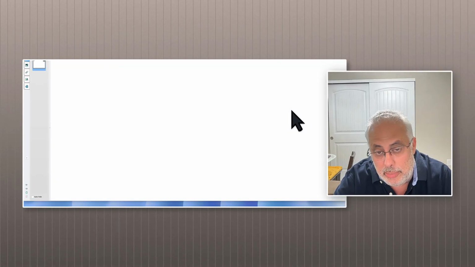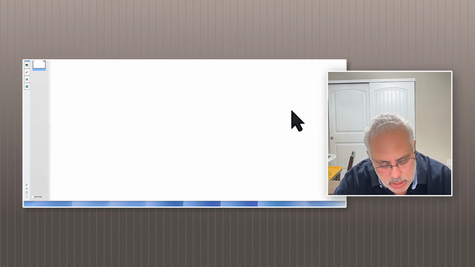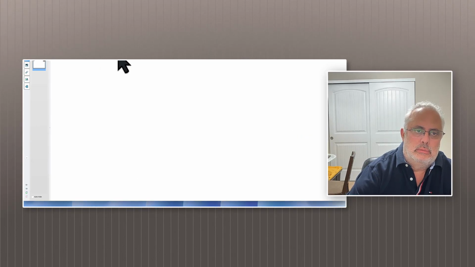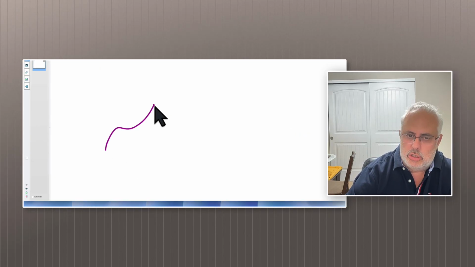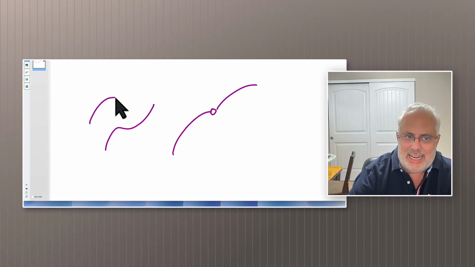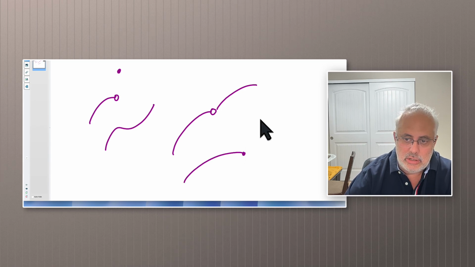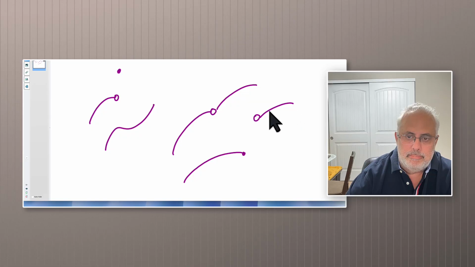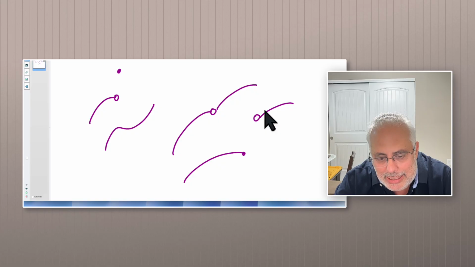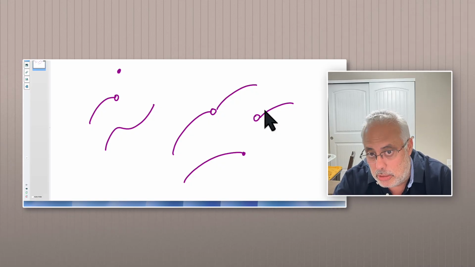When I start teaching limits in calculus, the first lesson of limits, I start doing some drawings, things like this, or maybe something like this, or something like this, because it's important to understand limits by the idea of approximation.